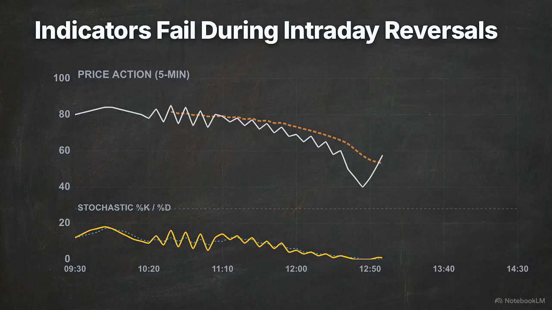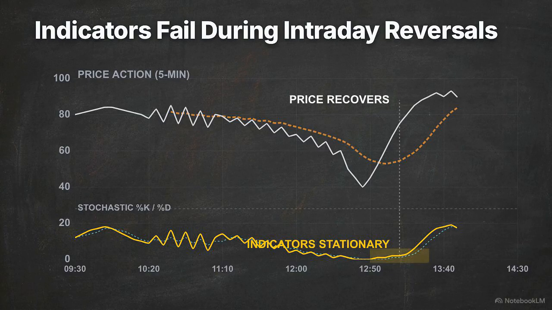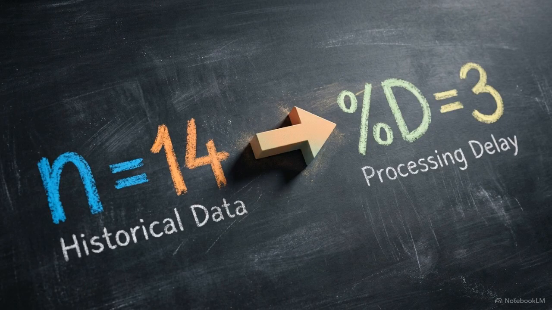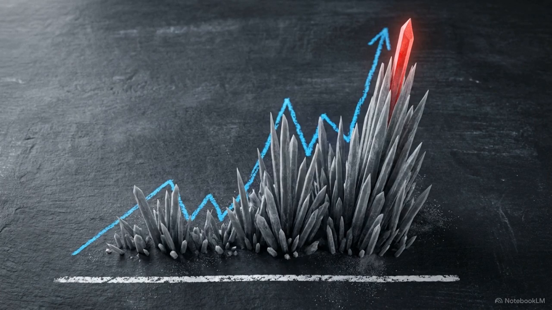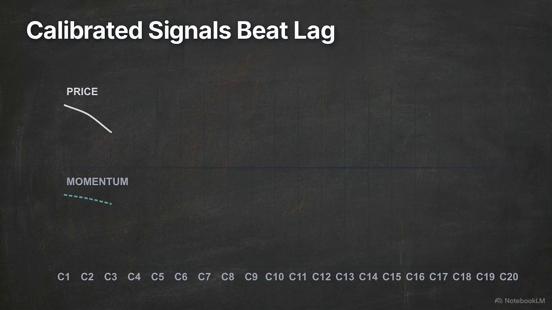Tracking the %K and %D lines in real time shows divergence. The price has already recovered half its losses, but the indicator values at the bottom remain stationary. The 14-period lookback calculates using data from an hour ago, while the 3-period smoothing forces the signal to wait for a confirmed average. This mathematical friction means the majority of an intraday cycle is finished before the indicator registers the change in direction. We'll stop the replay at this midpoint.